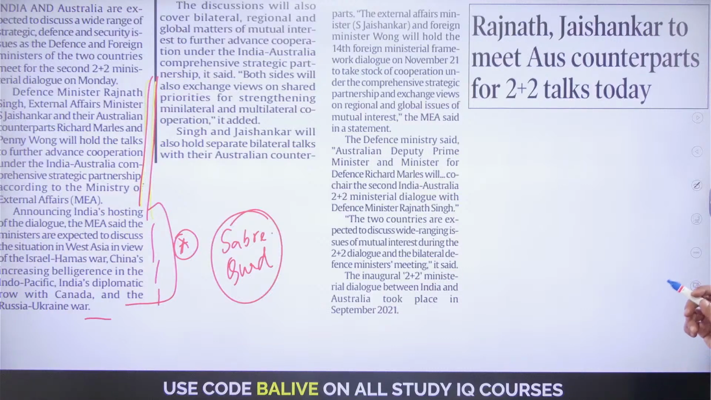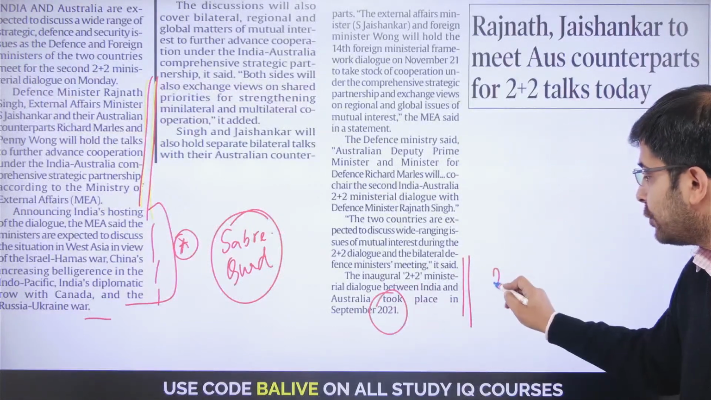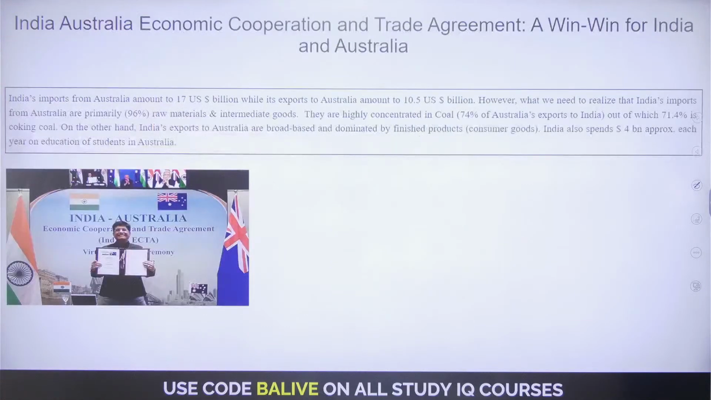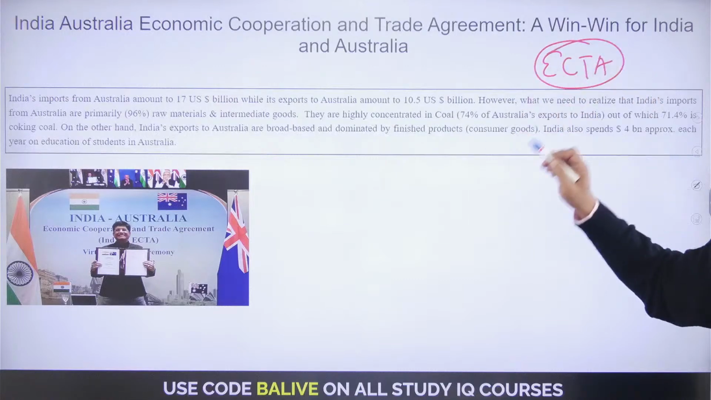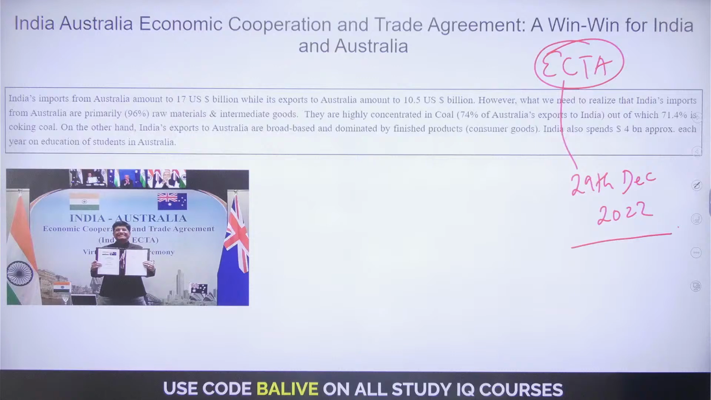But more importantly, I want you to focus on a particular line here: this is the second such meeting. The first 2+2 meeting took place in 2021. This is the second such meeting, the 2+2 ministerial dialogue, as it is known. Now let's understand the India-Australia Economic Cooperation and Trade Agreement, the ECTA. It was signed last year and came into force on the 29th of December 2022. It was signed virtually, and Minister Piyush Goyal was present.